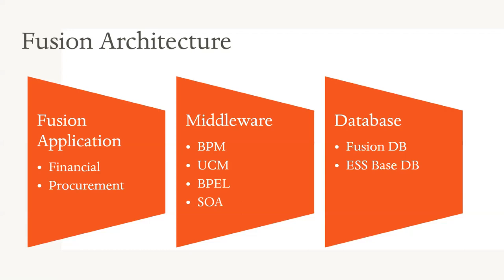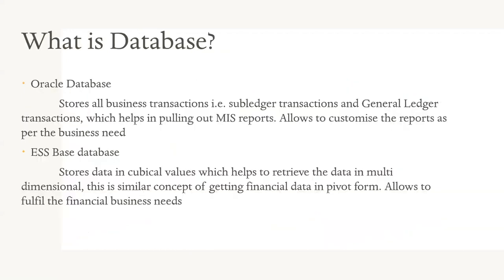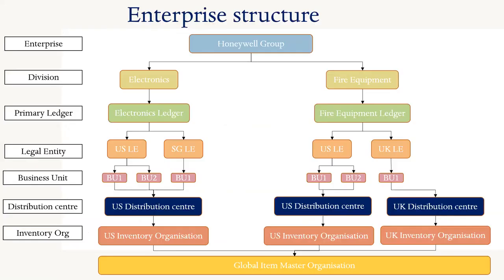And similarly, we have BPEL and SOA, which are middleware products that try to connect different applications. Then we have the database, which we have seen. One is Fusion DB. Fusion DB basically stores all the transactions coming from both the subledger and the general ledger. Whereas in Essbase, if you see, it is only accounting data. No other subledger data will be taken to the Essbase database. So I have just given the difference.